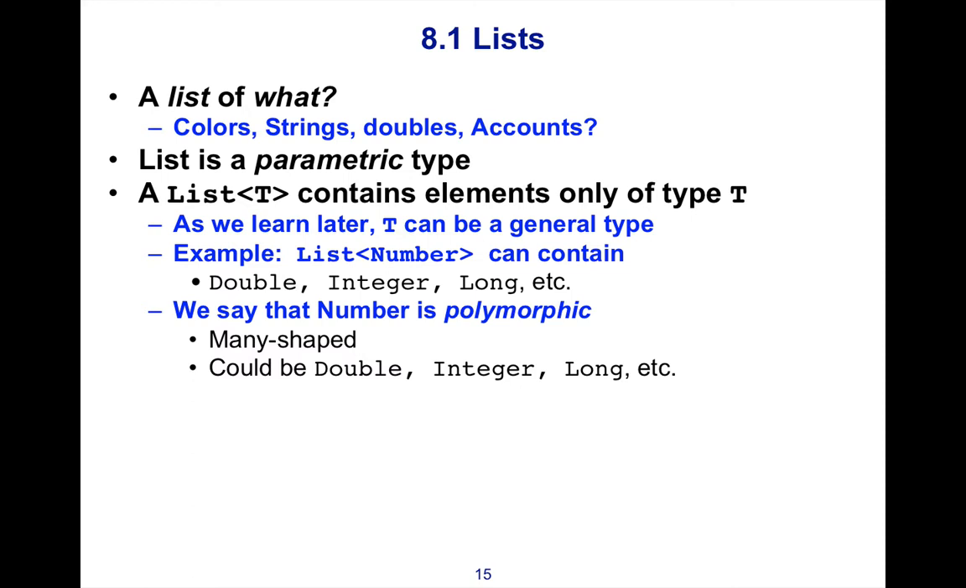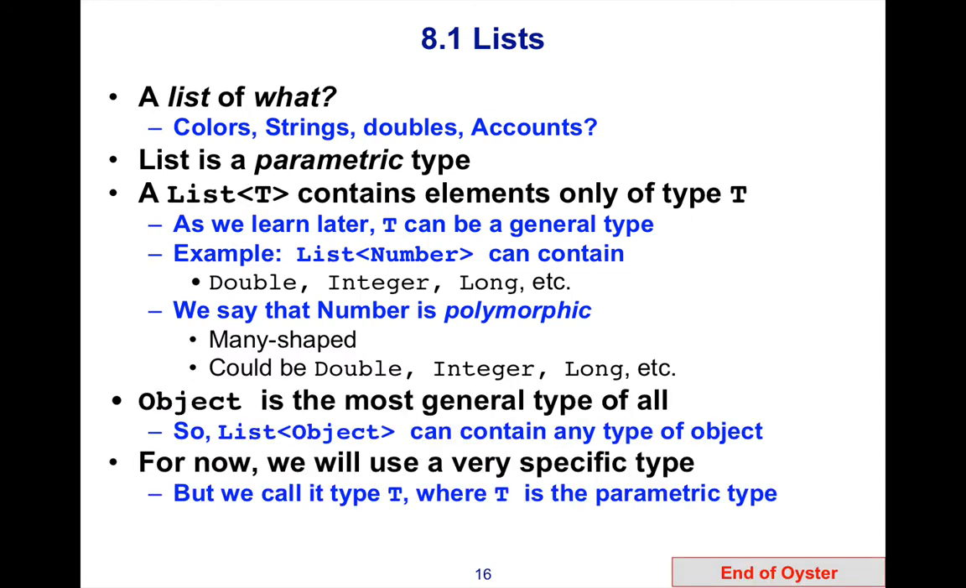The most general of all kinds of objects is the class type named Object with a capital O, which can be anything that we could create in Java. So if we have a very mixed list, a list that includes doubles and strings and colors and robots, then we would say list of Object with Object between the angle brackets. For now, we're going to use a very specific type, and we'll call that type T, the parametric type of our list.